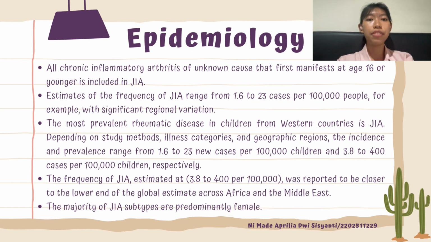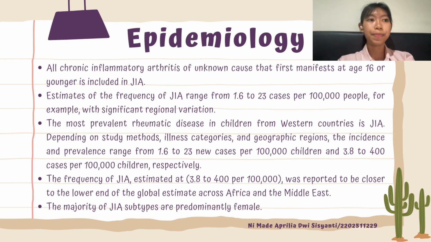The frequency of JIA, estimated at 3.8 to 400 per 100,000, was reported to be closer to the lower end of the global estimate across Africa and the Middle East. The majority of JIA subtypes are predominantly female. That's all about the epidemiology.